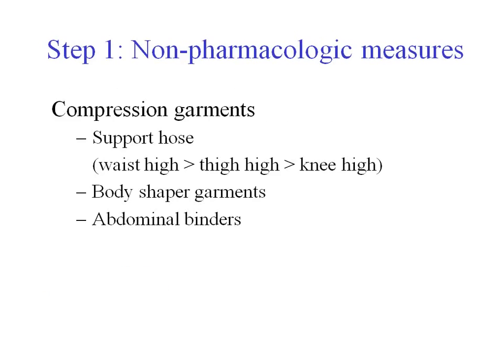Compression garments are much easier to adopt, and support hose are a mainstay if you can get people to wear them. I had very little luck getting most adolescents to do this until recently, and I'll show you why. The waist-high garments in studies are better than the thigh-high, and those are better than the knee-high garments, probably because some of the pooling is occurring in the abdomen. Body shaper garments that also involve abdominal compression can be helpful, as well as abdominal binders. And I've got a bunch of these to show you on the next slide.